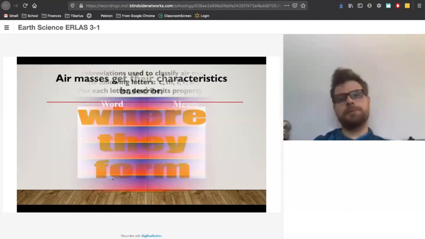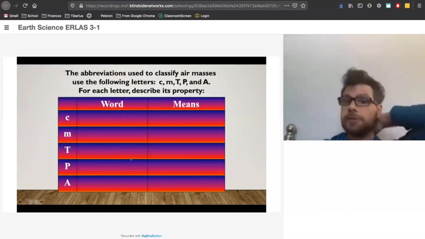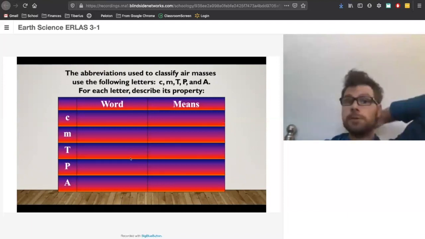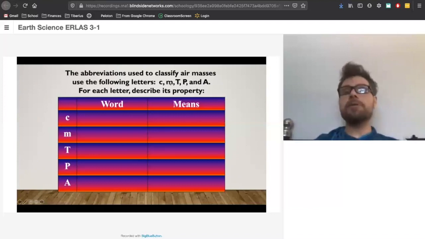So, we got a bunch of air masses, and those air masses have different abbreviations. The letters that we use to classify air masses are the following. We have C, notice this is a lowercase c. We have M, also lowercase m. And then we have capital T, capital P, and capital A.